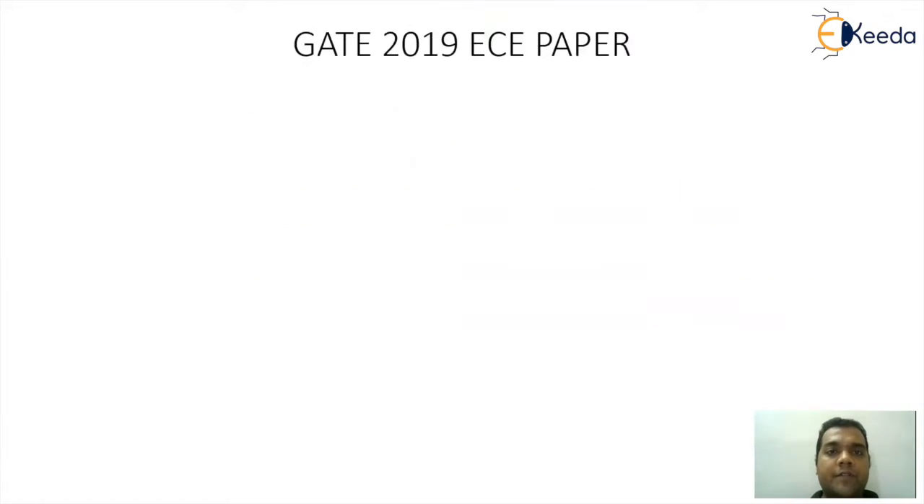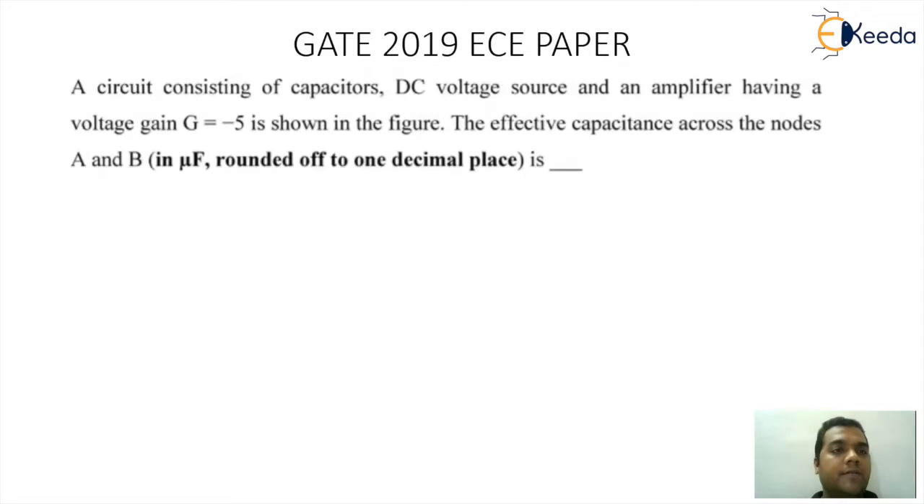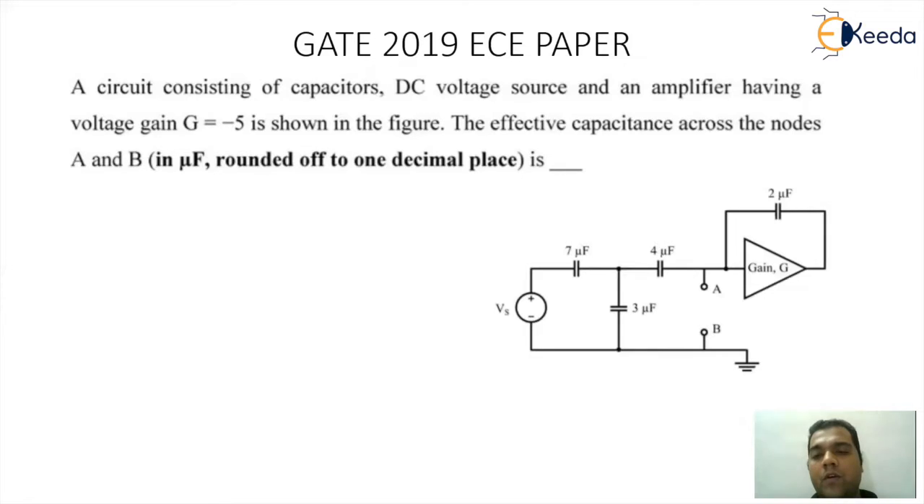So let's take the first question. This question is from the GATE 2019 EC paper. And the question is, a circuit consisting of capacitors, DC voltage source and an amplifier having a voltage gain G equal to -5 is shown in the figure. The effective capacitance across the nodes A and B in microfarad rounded off to 1 decimal place is. So this is the question.